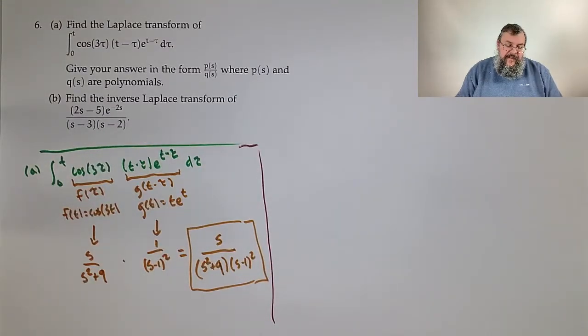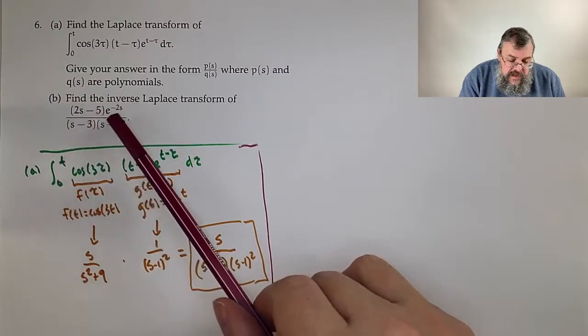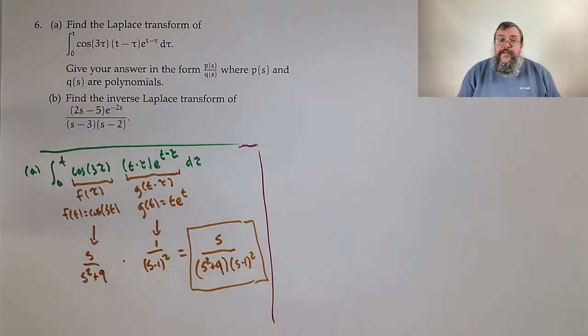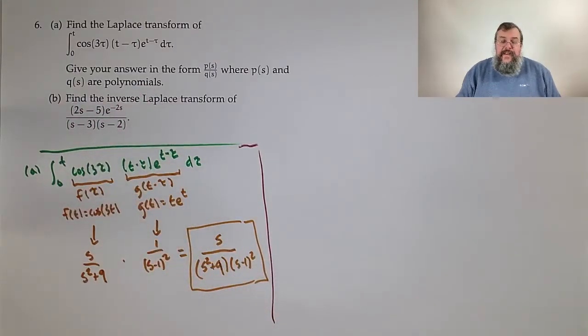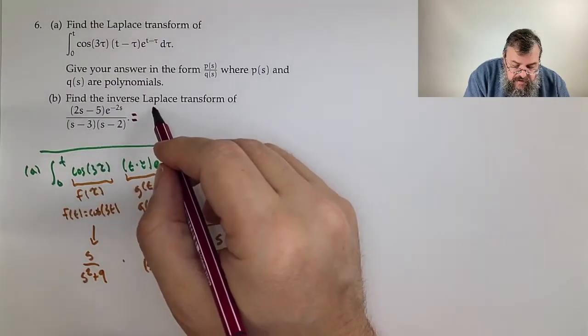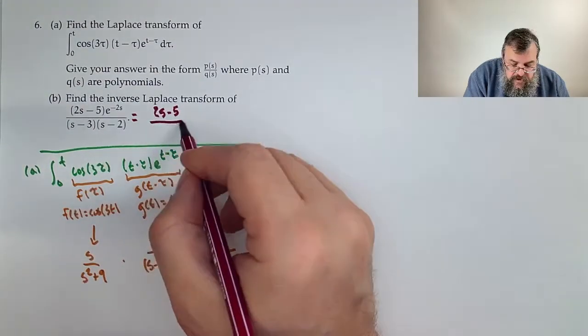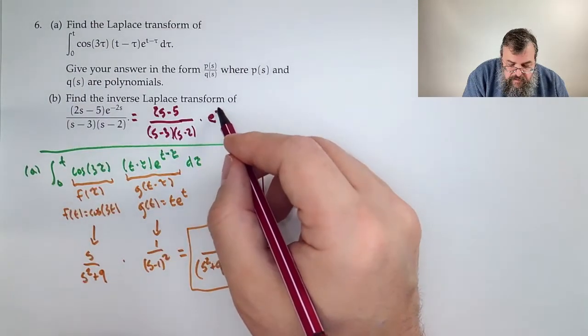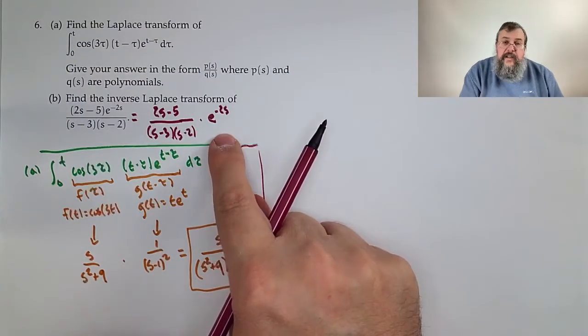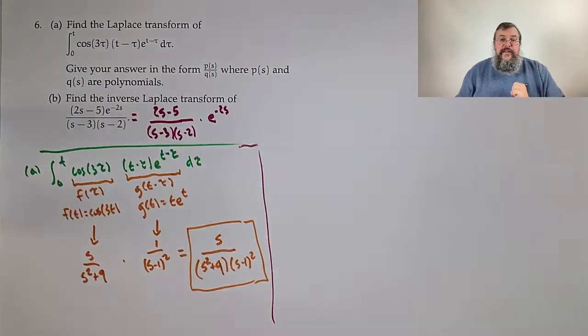Part B. Find the inverse Laplace transform of this expression: (2s minus 5) e to the minus 2s over (s minus 3)(s minus 2). Now, basically every inverse Laplace transform more or less looks like this. You have some polynomial over polynomial times perhaps some exponential piece. The exponential piece you should move to the side. So really we should think of this as (2s minus 5) over (s minus 3)(s minus 2) times e to the minus 2s. This part is signaling that our answer will involve a shift.